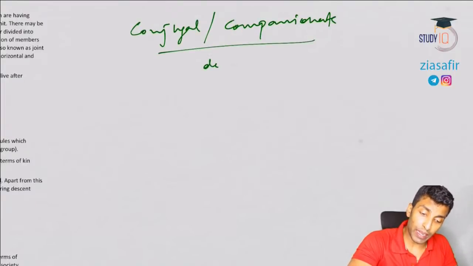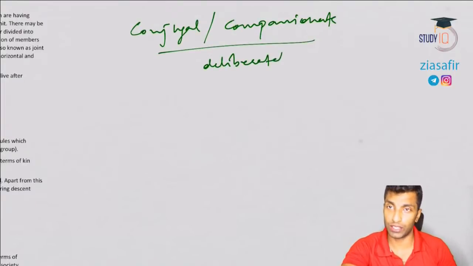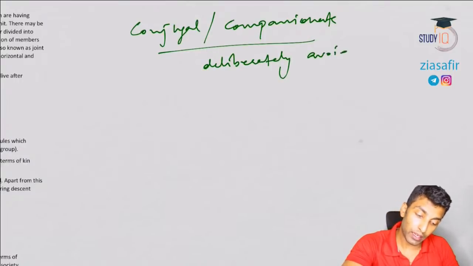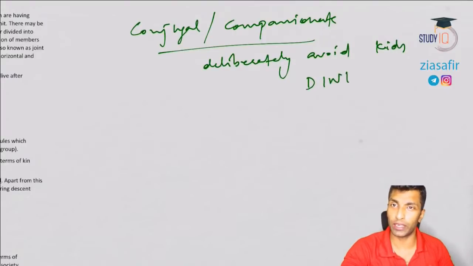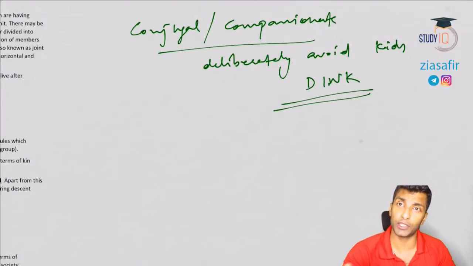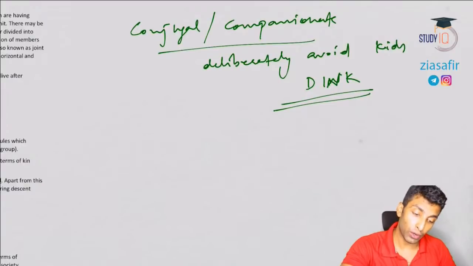So conjugal or companionate means they deliberately avoid having children. This is what is popularly known as the DINK family, double income no kids. It is very popular in European societies, especially in the US. Okay, conjugal or companionate family.